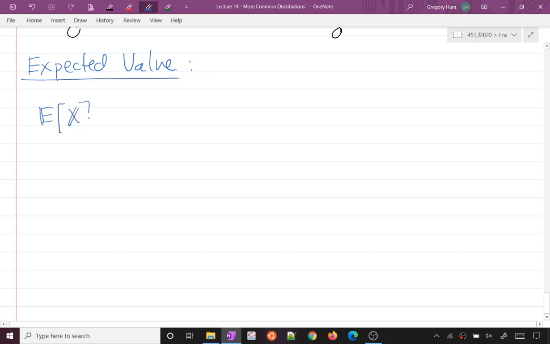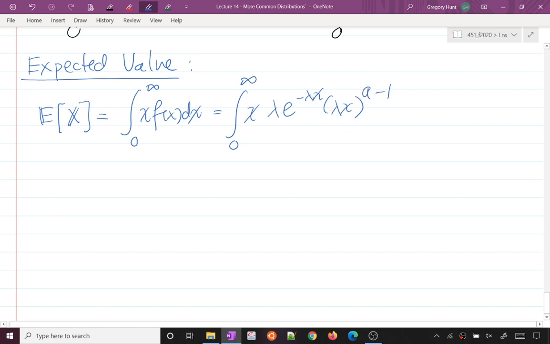Expected value of x, right? So it's the integral of x f(x) dx, and I can integrate over my support. So let's plug in the integral from 0 to infinity of x, and what's my PDF? Lambda e to the negative lambda x, times lambda x to the a minus 1, all over gamma of a, and we get a dx in there.